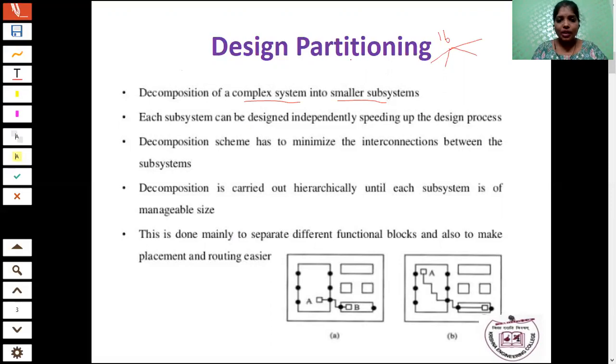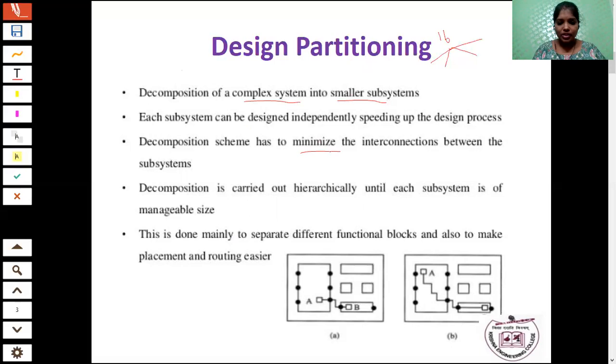Another advantage of design partitioning is that it minimizes the interconnection between the subsystems. Already I told you, design partitioning means we are dividing the complex system into smaller subsystems. Each and every subsystem is designed simultaneously as well as independently. It will increase the speed of the design process as well as minimize the interconnection between the subsystems. So this is one of the main advantages of design partitioning.